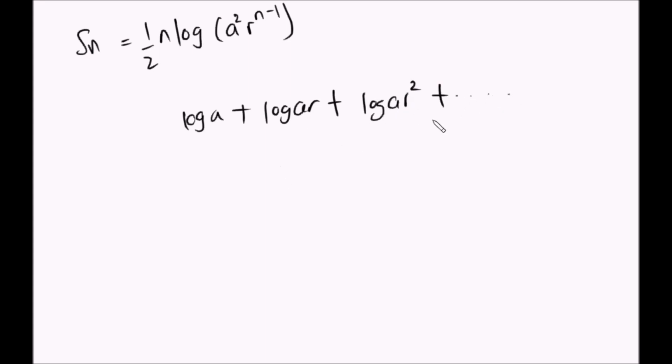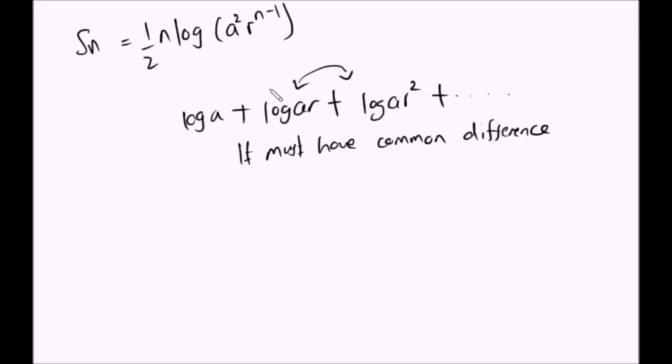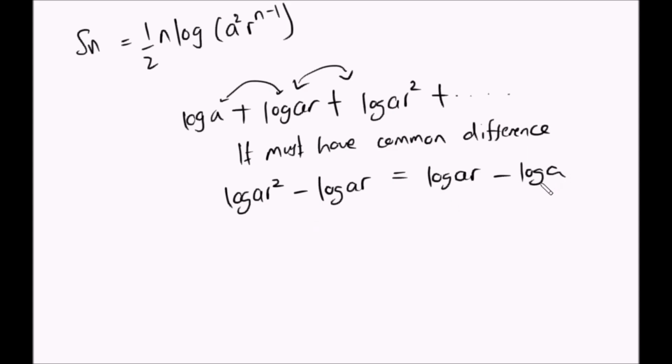Kufanya hivyo, ili iwe arithmetic progression, it must have common difference. Manake difference ya huyu wa tatu na huyu lazima sana difference ya huyu wa pili na huyu. Kwa hiyo log ar squared minus log ar lazima iwe sasa na log ar minus log a. Ukiprove hichi tu basi ni arithmetic progression.